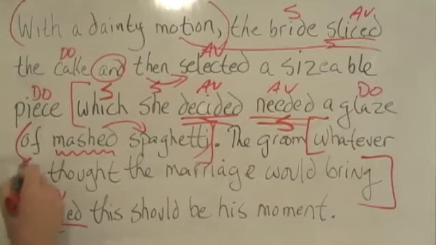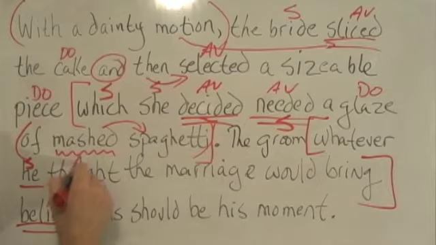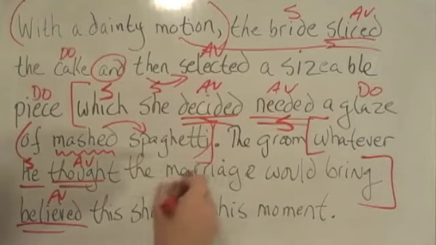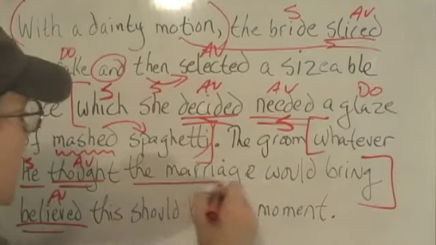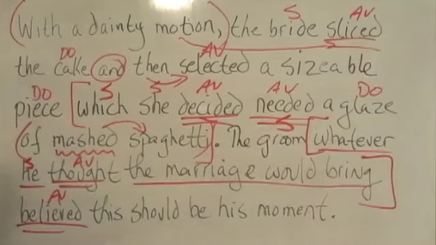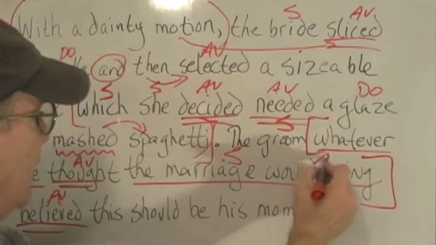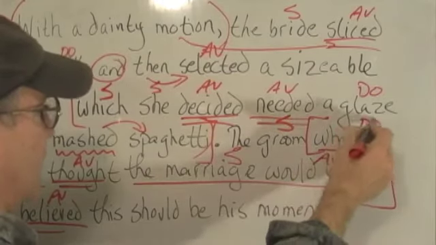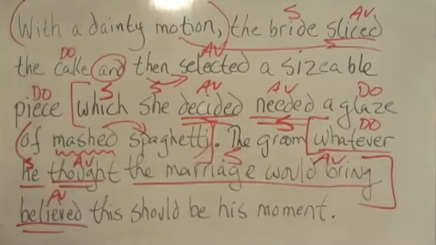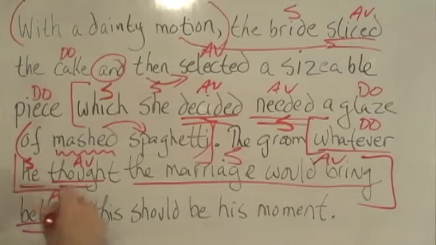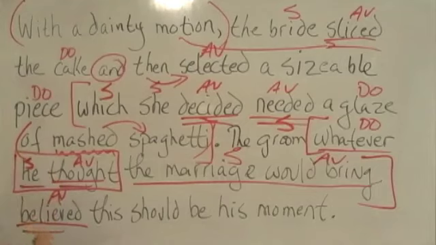He thought, subject, thought, action verb. What did he think? Whatever. He thought the marriage would bring whatever. This now ends up being the remainder of that impacted relative clause. Marriage would bring, action verb, direct object out of normal order. That's functioning as the direct object of this small piece of grammar. He thought. He thought what? The marriage would bring whatever.